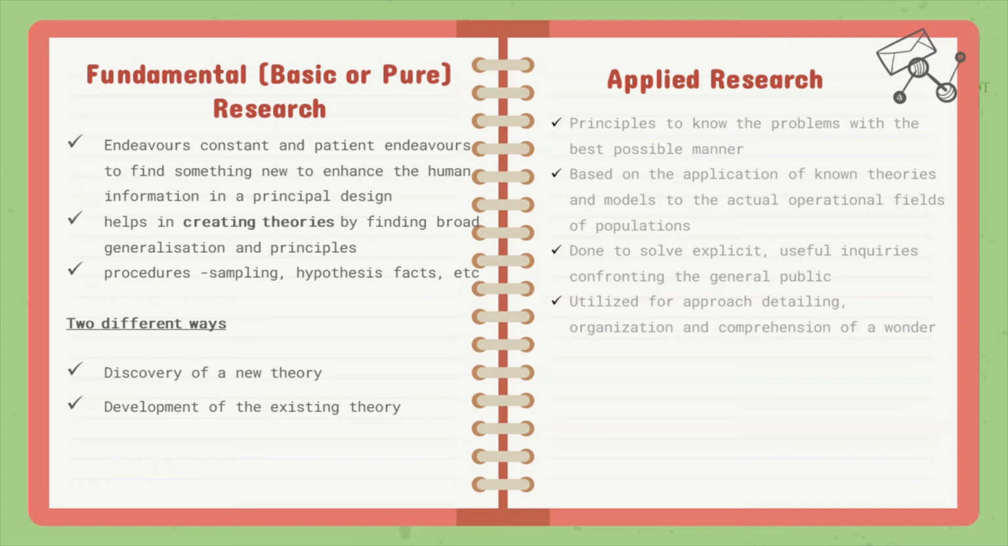And the second one is applied research. Applied research is basically based on the principles provided from fundamental research. These types of research are based on the known theories and models that are actually in the operational field. Applied research is done to solve an explicit problem, not an implicit problem. They always utilize the details. These kinds of approaches can be used in organizations.